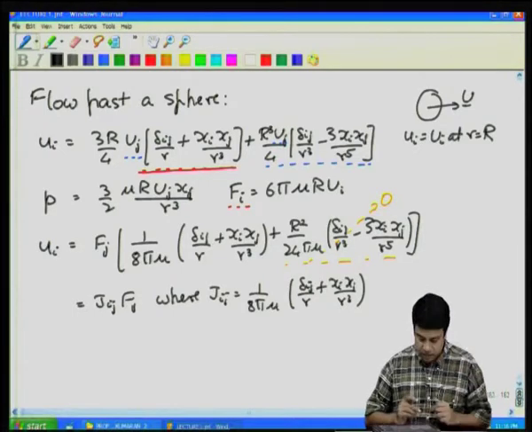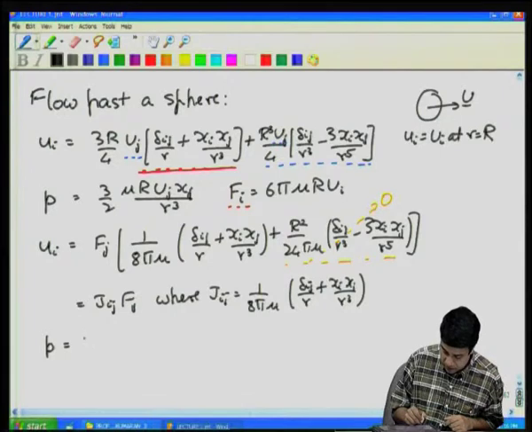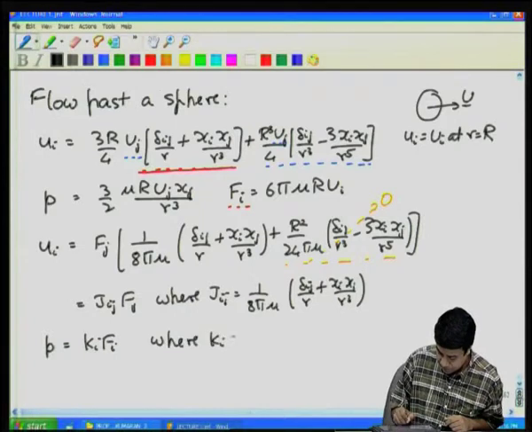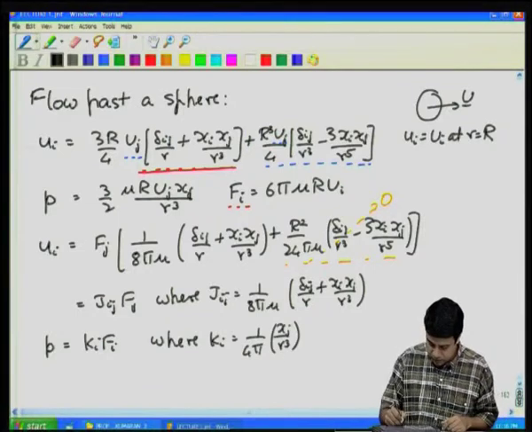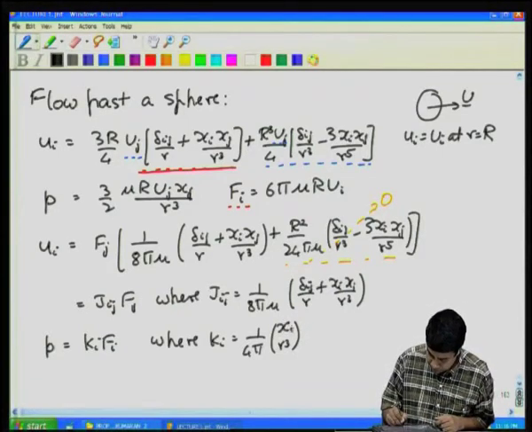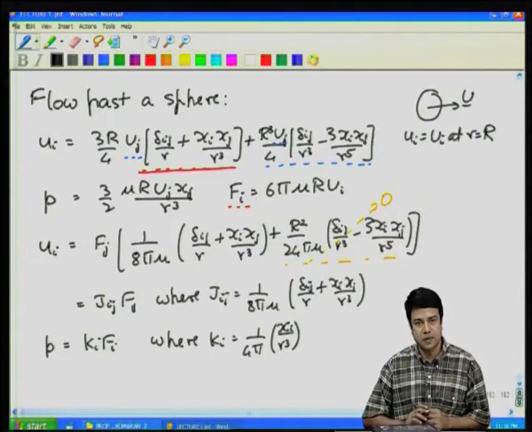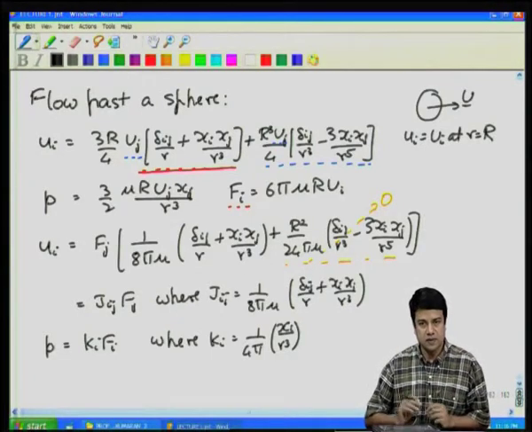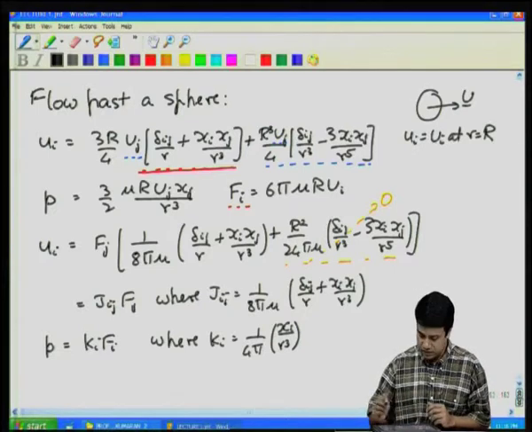And in this limit, of course, the pressure also follows the relation p is equal to K_i f_i, where K_i is the Oseen tensor for the pressure, 1 by 4 pi x_i by r cubed. So that gives me the expression for the pressure. All of these we discussed, and this is just a review. So, that is for a particle that is translating.